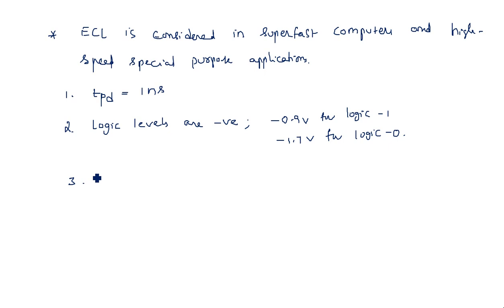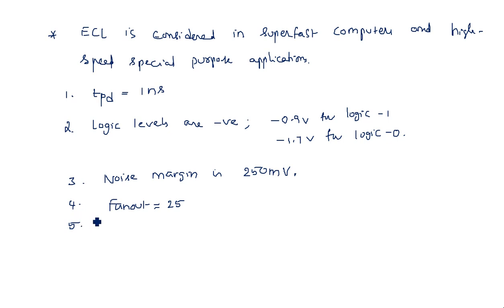Noise margin, as I said, is also very small. Noise margin is just 250 millivolts. This makes ECL unreliable for use in heavy industrial equipment because there is a very small gap between logic low and high. Because of this, it cannot be used for most applications. Fan out is large: it is 25. It can be used to drive 25 other devices.